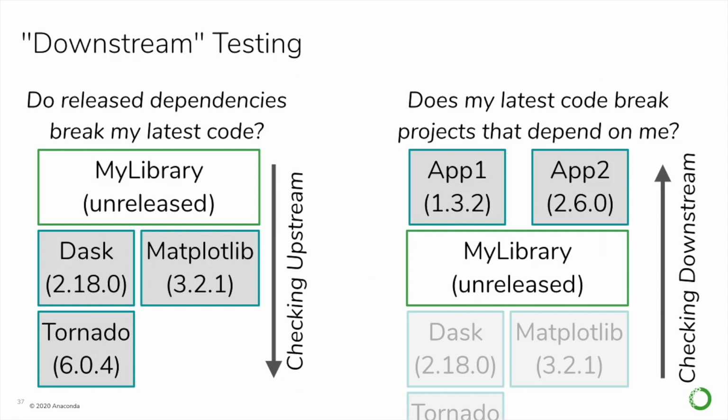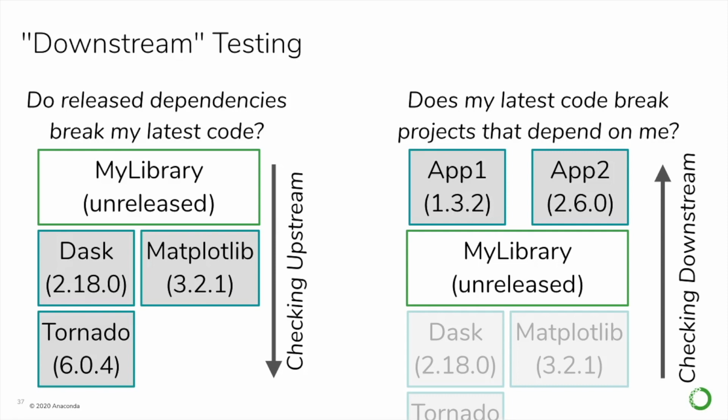Another thing that we've done more recently is downstream testing. So when you are running your CI system, you are implicitly checking whether new releases of your dependencies, whatever versions you're grabbing, break your code. Oftentimes a test suite will just say, give me the latest Dask, matplotlib, etc. Do those break my code? I have some unreleased code and I'm checking it against released packages. I'm effectively checking if the upstream packages have changed, and whether they have broken my code.